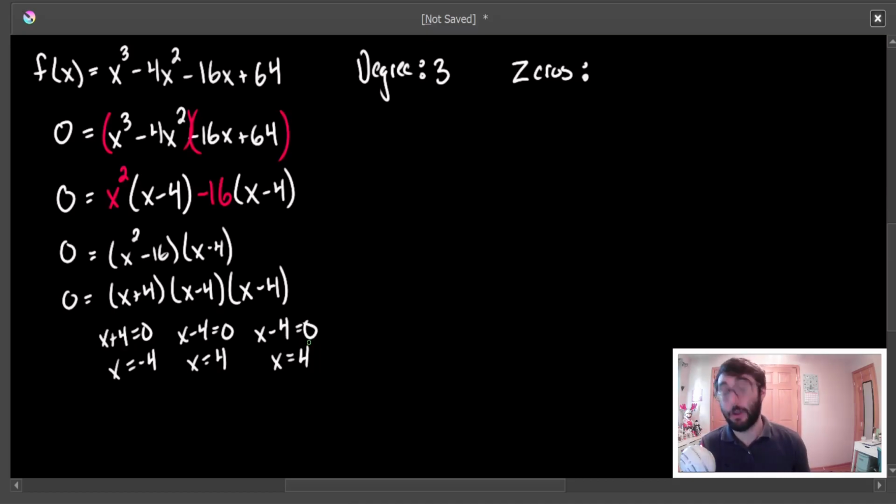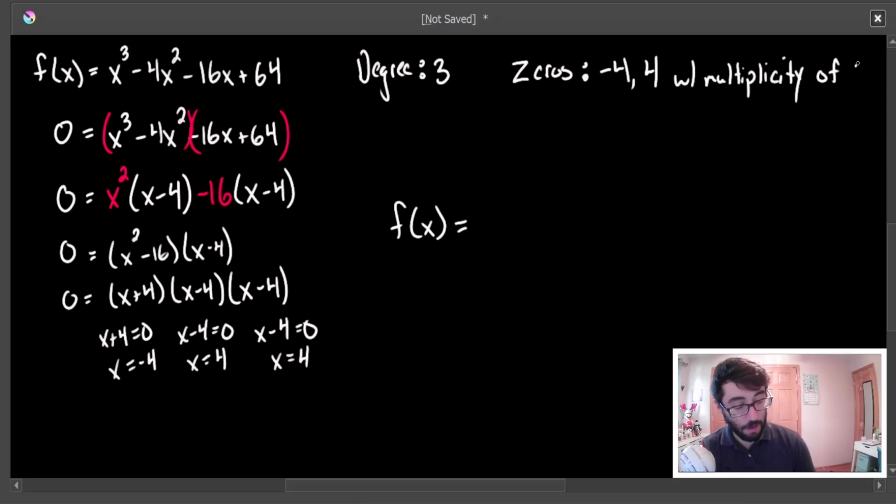Now, something interesting actually ended up happening. Notice the degree is 3, and we do end up with 3 linear factors. And we do end up with 3 zeros, but 4 actually happens twice. So we do have a 0 of -4, but we actually have 4 happening twice. And that actually represents something particularly special in mathematics, and this is what we call a multiplicity. A multiplicity just means that a certain 0 occurs more than once. And in this particular case, the 0, 4 happened twice. So I would actually say zeros of -4 and 4 with a multiplicity of 2.